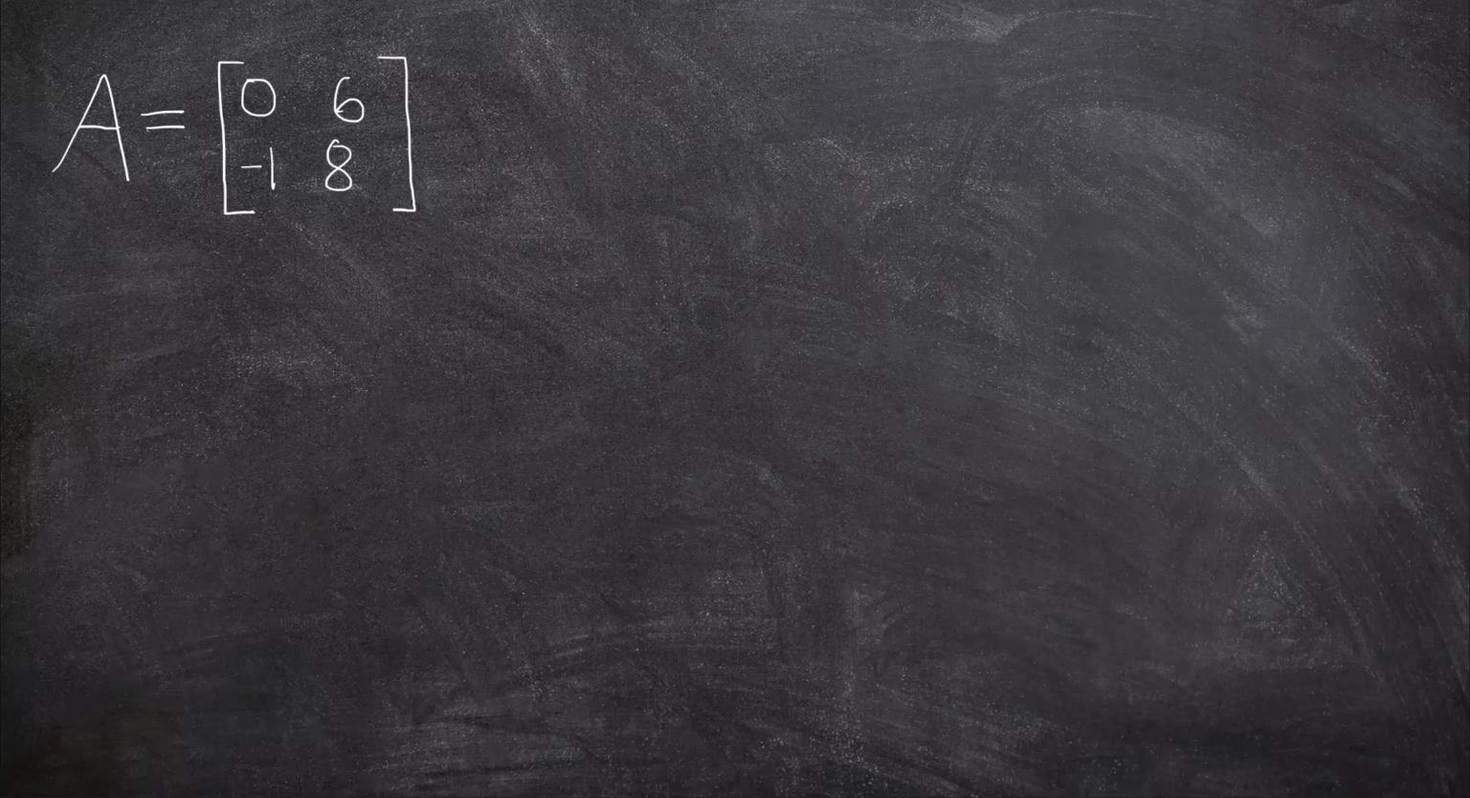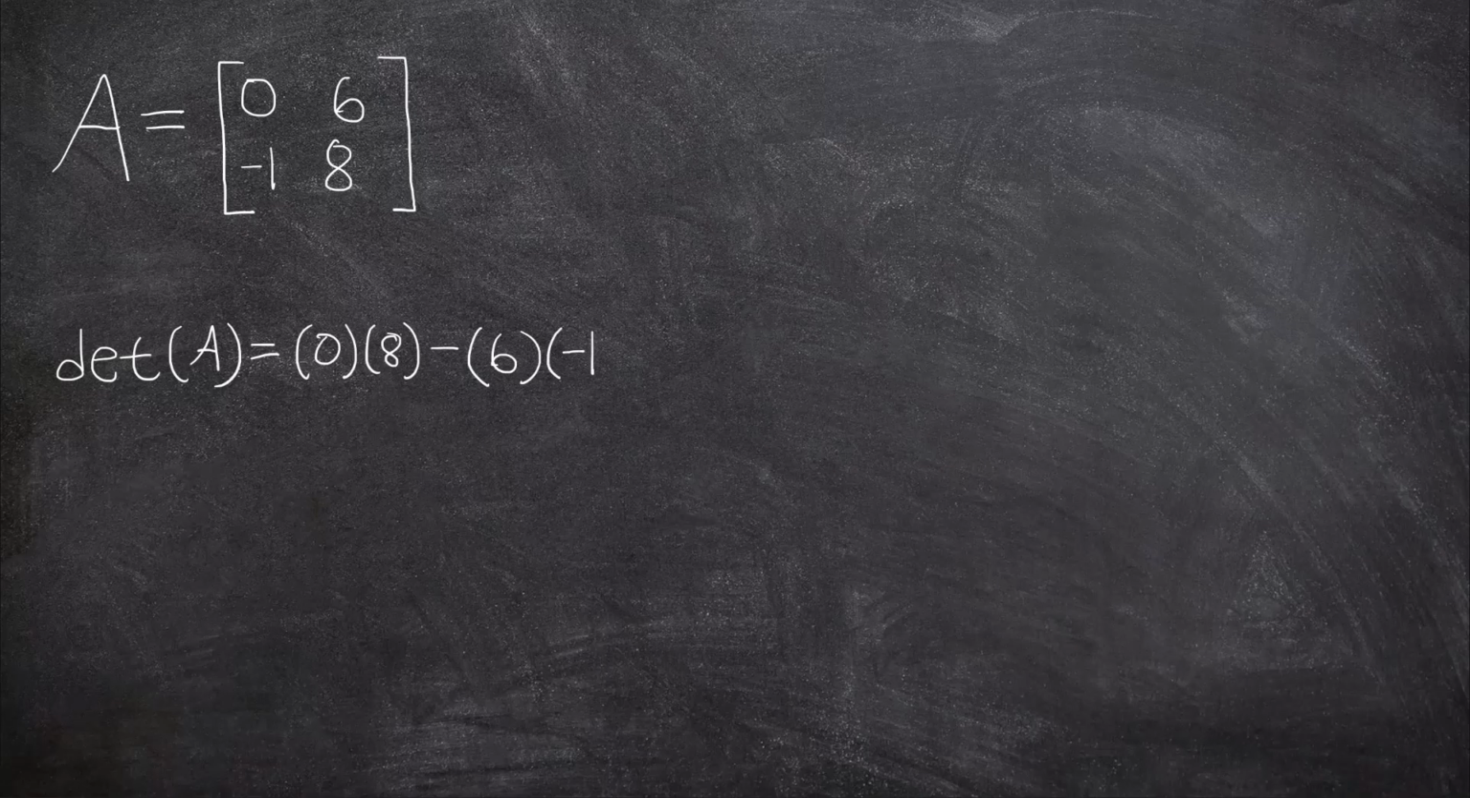We have another 2x2 matrix here. Let's calculate the determinant of it. So, 0 times 8 minus 6 times negative 1. 0 times 8, 0. 6 times negative 1, negative 6. But we have another minus, so it becomes positive. 0 plus 6, 6. And we have found the determinant of a 2x2 matrix once again.